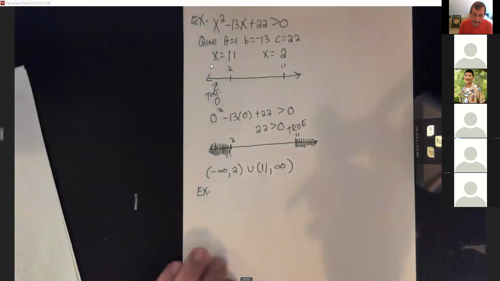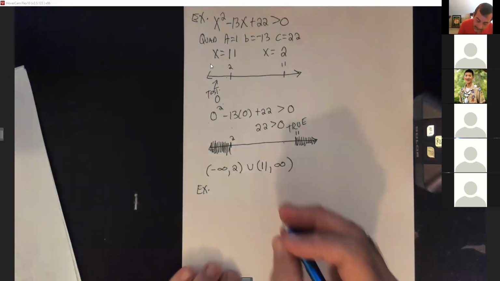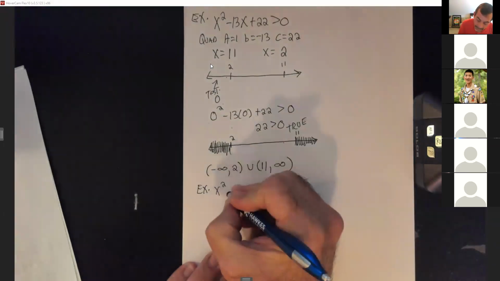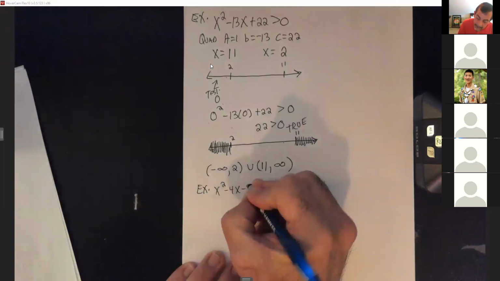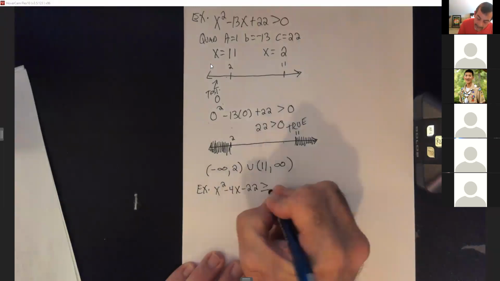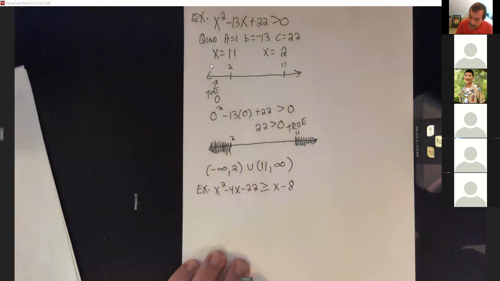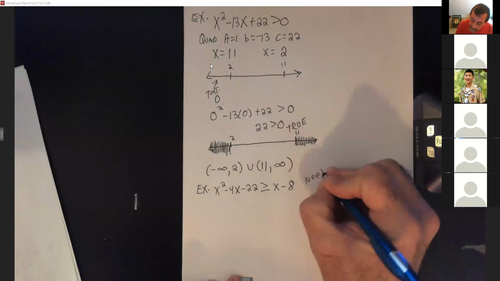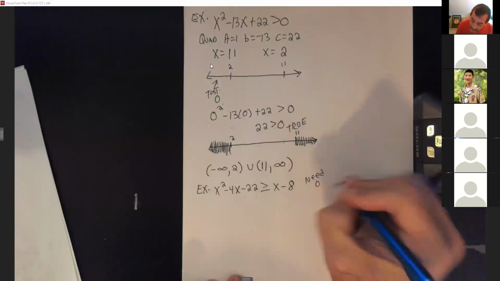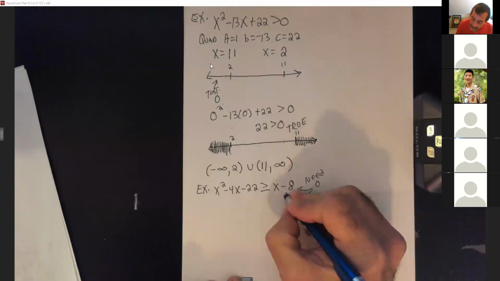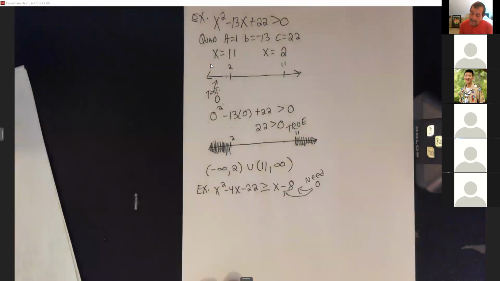All righty, y'all, let's see what we got here. X squared minus 4x minus 22 is greater than or equal to an x minus 8. So the first thing we need on this one is a 0 where these two things are at. So that means I need to move the x by subtracting.